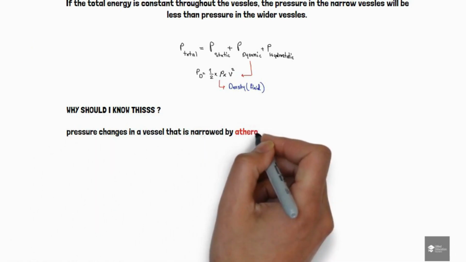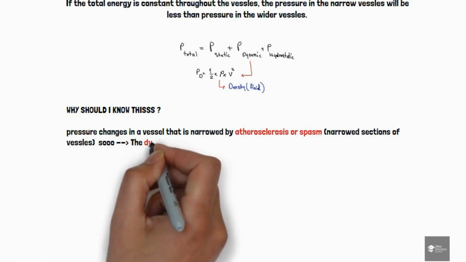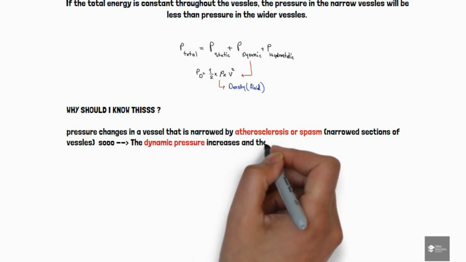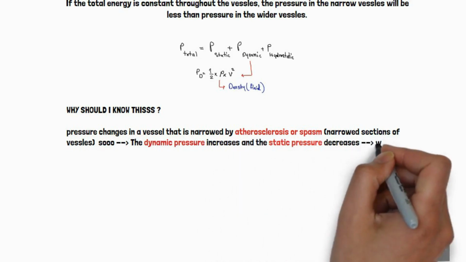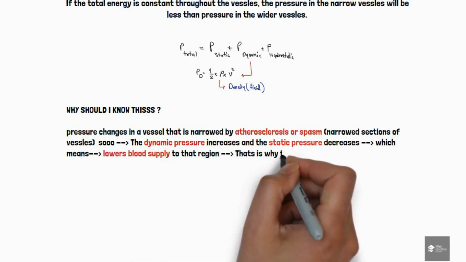And why is this important, and why should we know that? Pressure changes in a vessel that is narrowed by atherosclerosis or spasm, which means a narrowing section of the vessel. So the dynamic pressure will increase and static pressure will decrease, which means lower blood supply goes to that region.